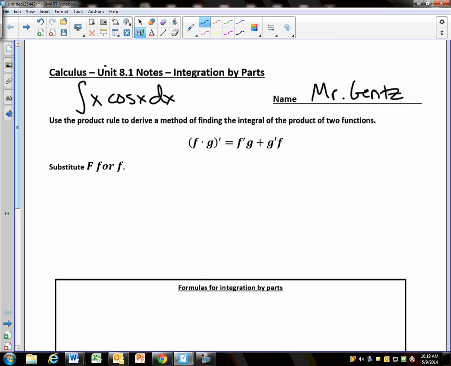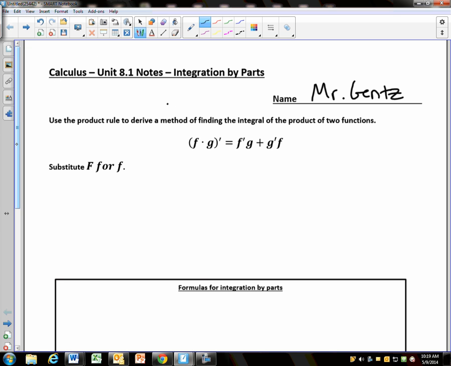you can't really do substitution, because let's say you choose u to be x. What's the derivative of x? 1. Exactly. If you truly do substitution, then you get the integral of u cosine of u du. Does that help you at all? That's the same darn thing. So we've got to come up with a way to work around this.